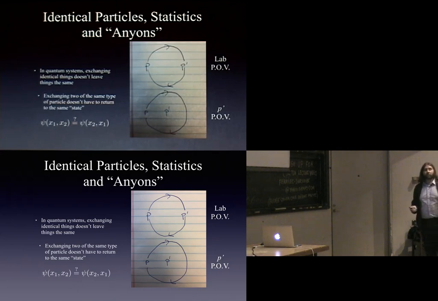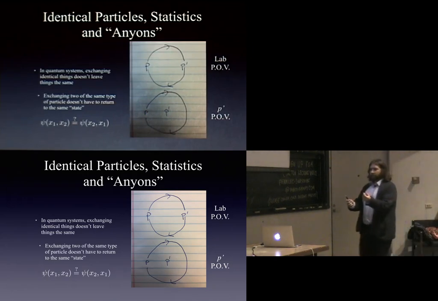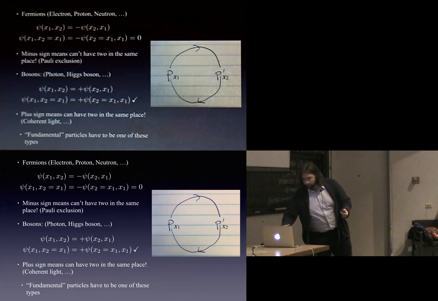And so you can ask a very basic question. If I move this from x1 to x2 and from x2 to x1, does the wave function have to come back to itself? And I just want to point out that from the lab's point of view, if I imagine looking at this from this particle's point of view, what I've done is take this other particle and drag it around it, which is something that's called braiding. But for now, let's just think of this point of view, of just trying to exchange two particles.